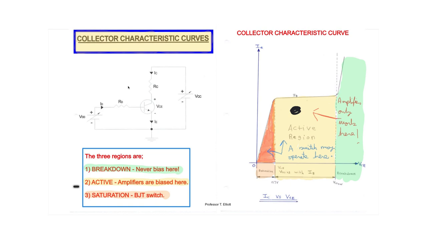For an amplifier, you always want to be biased up in this range. There are exceptions, of course, but as a general rule, that's where you want it. You can also bias a switch here in the active range, or you can bias a switch in the saturation region. It just depends on the application.